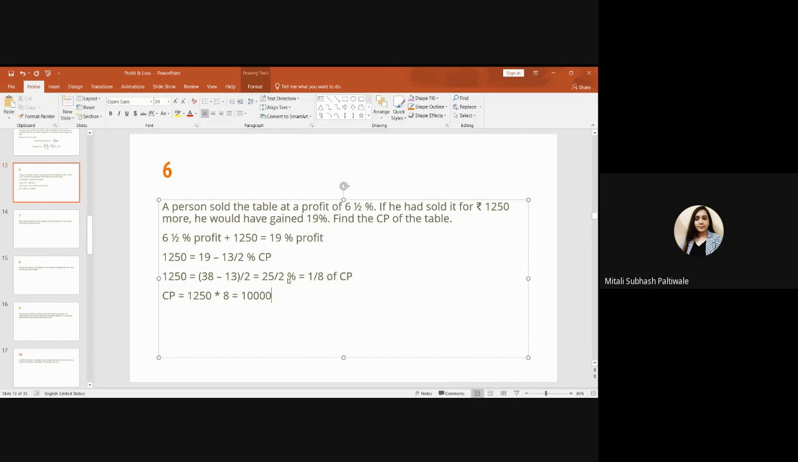Okay, now let's move a little more ahead and find out another way. Okay, so another way of finding this out is A. Here A would be 6.5 percentage, 6 into 1 by 2 percentage, and B would become 19%. Okay, now as we have kept A and B as percentage, there is a formula. So now CP would be equal to R. R means the required amount.